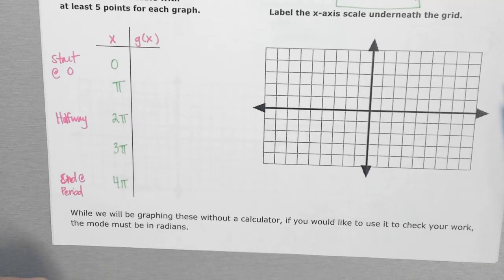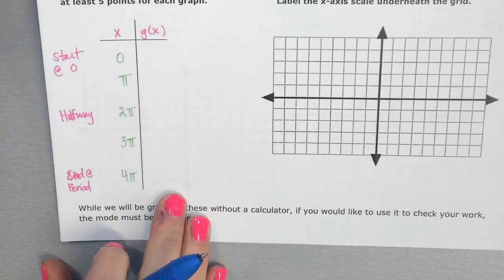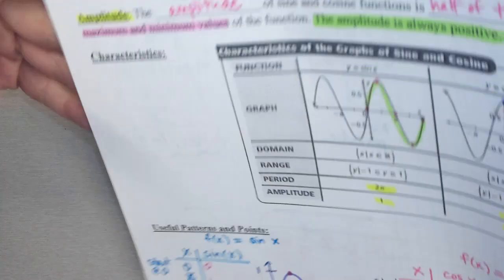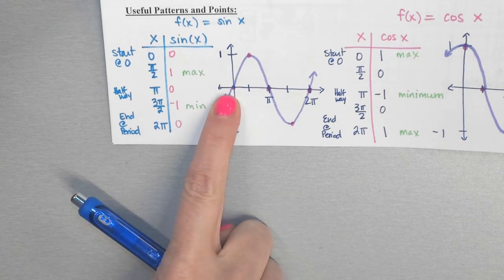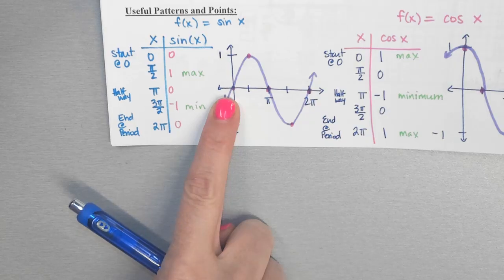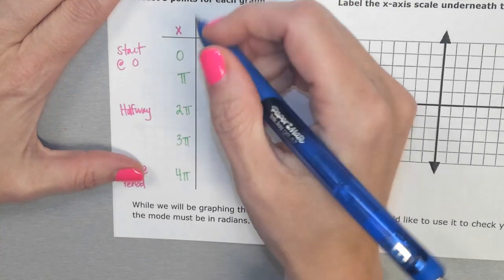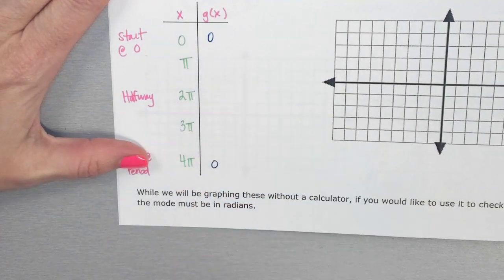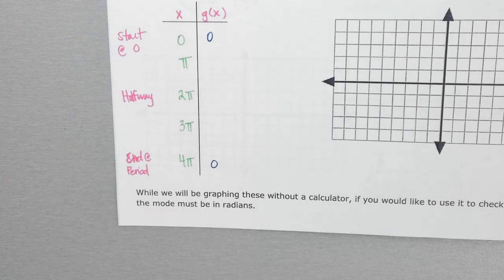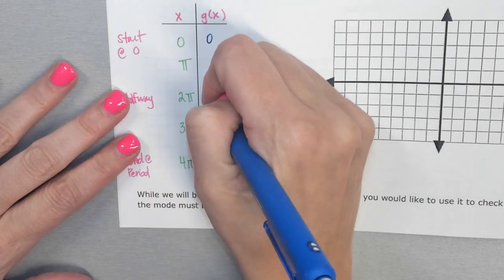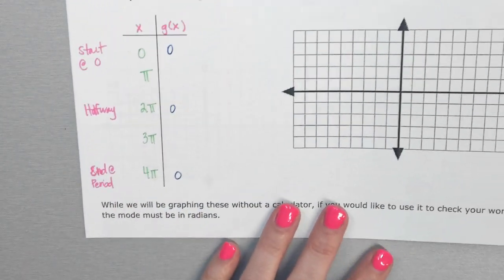Now to fill out the y values, we are going to be using our parent function. So remember, for the sine at 0, where are we? 0, you're at 0. So the great thing is you always start and end at the same place. So if you start at 0, you're going to end at 0. For the sine function, halfway, you're still at 0. You're still at that x-intercept.